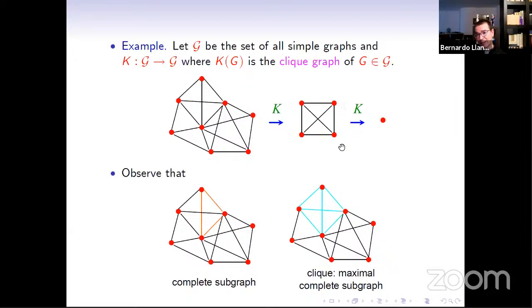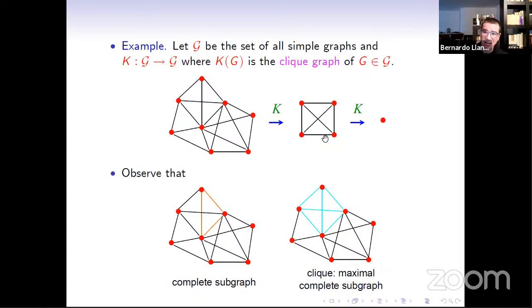And for example, in this example, you have the K4. Look, this is one vertex here, one vertex here, one vertex here, one vertex here. Then you check the adjacencies and you have a K4. And of course, if you apply the operator again, which we will do a little later, you get a vertex, because it's a complete graph, and the image of a complete graph is a clique. This is the clique graph, which has been studied for a long time.